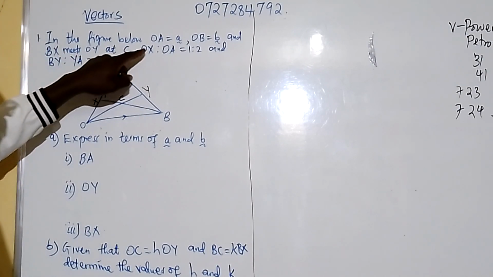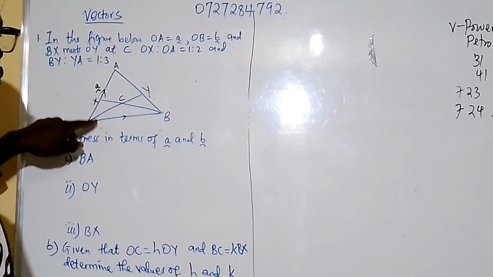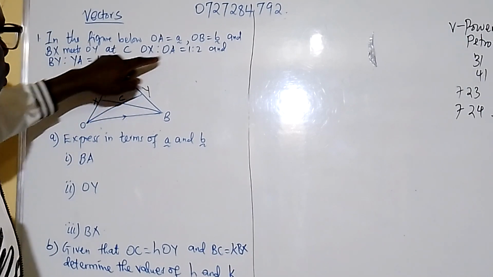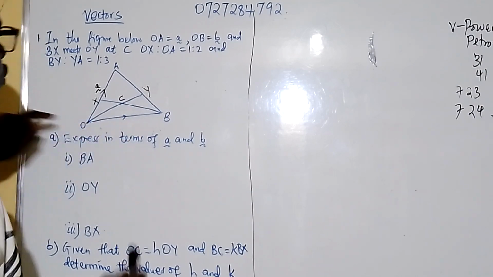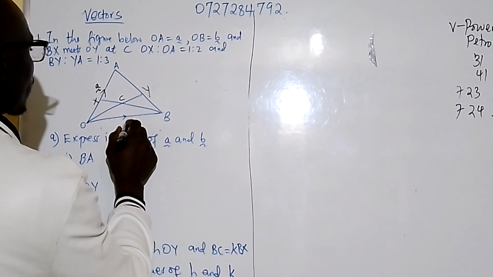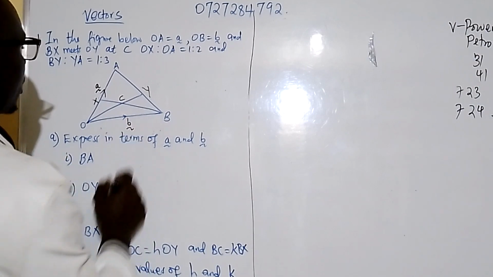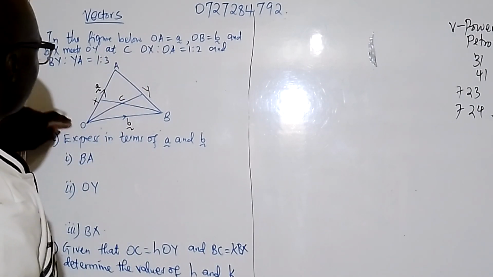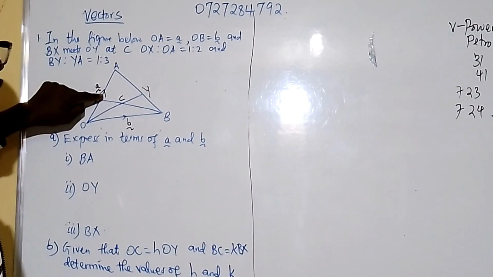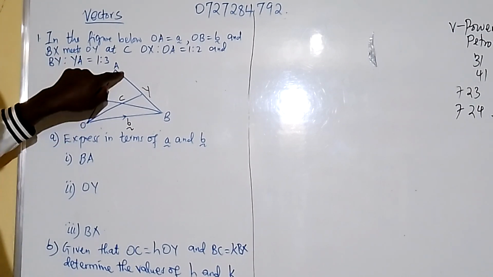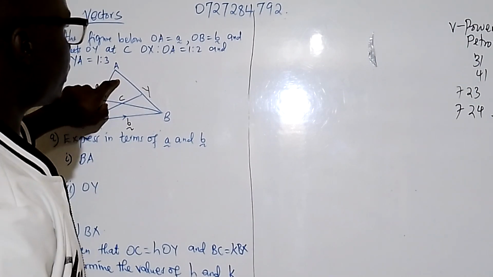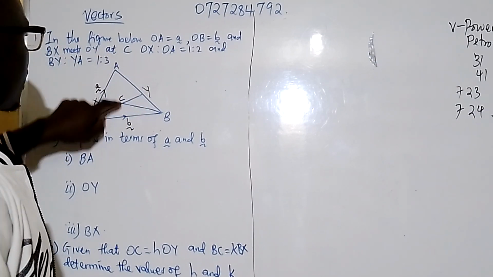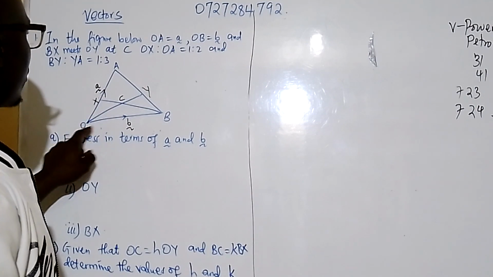In the figure below, OA equals vector A, OB equals vector B, and always remember that the direction matters a lot. OA means from O to A, so you have to put the arrow pointing at the last letter. And BX meets OY at C.